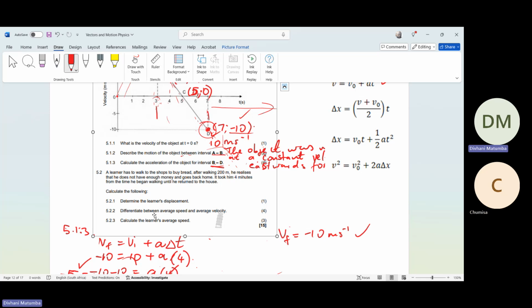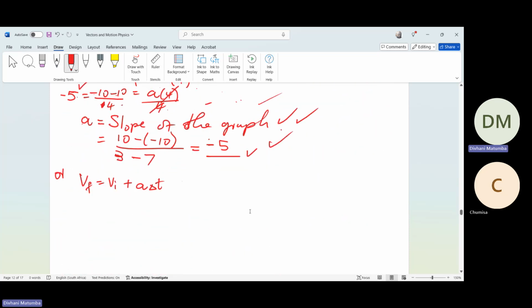Kumisa, what is the learner's displacement in this case? 200 meters. Unfortunately, the learner's displacement is 0. 0 meters. Because this is what they are saying.